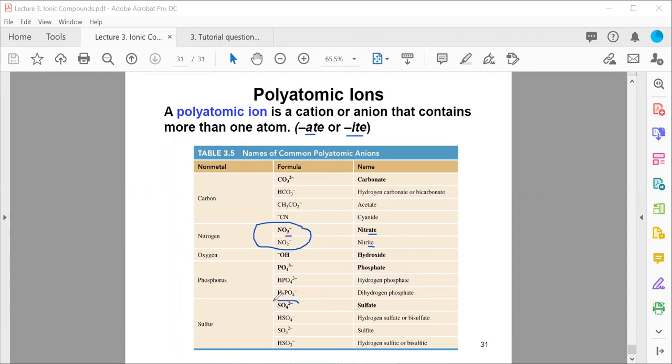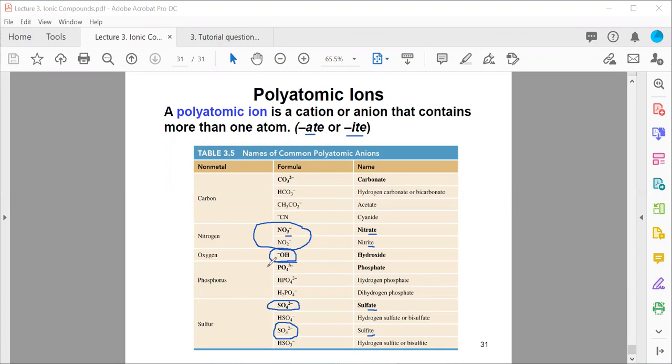So this one here, have a look at sulfate and sulfite. Okay, same rule applies there. 3 oxygens here, 4 oxygens there, and that determines the suffix that's used in the name, sulfate versus sulfite. Okay, so these two really important for most students. This one here, hydroxide. We're going to talk a lot about the hydroxide polyatomic ion.